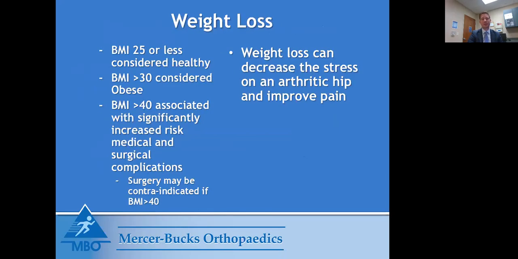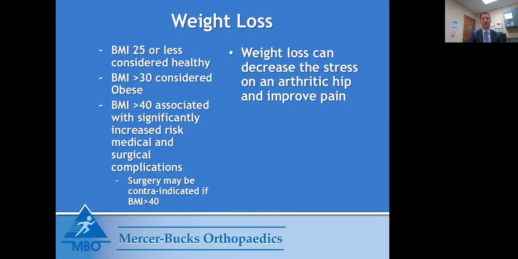One of the things that we talk about initially to help with pain in our lower extremities, especially our hips or knees, when we're talking about weight loss, we look at something called the BMI, or body mass index. What's considered a healthy BMI is generally 25 or less. A BMI greater than 30 starts to be considered overweight, and a BMI over 40 begins to associate with a significant increase in medical and surgical complications.